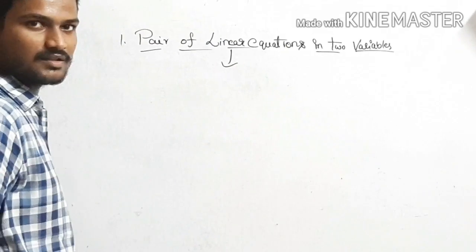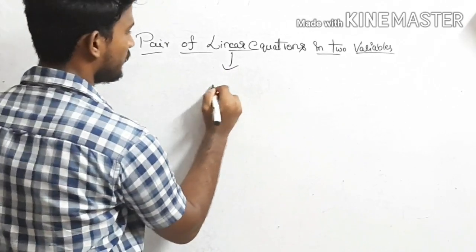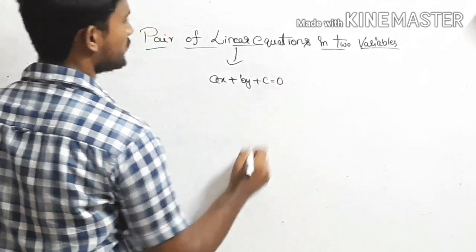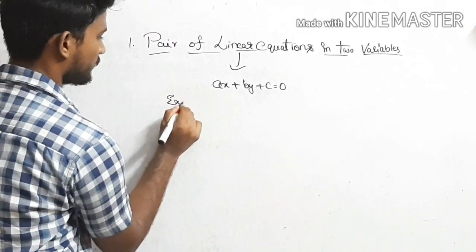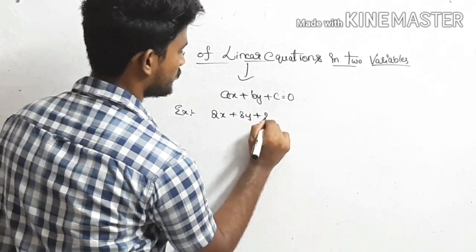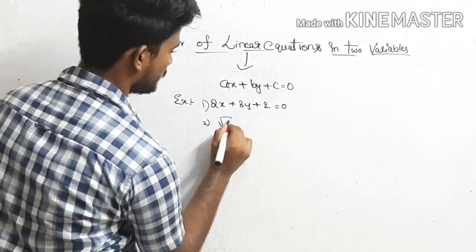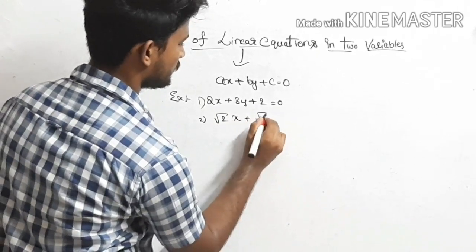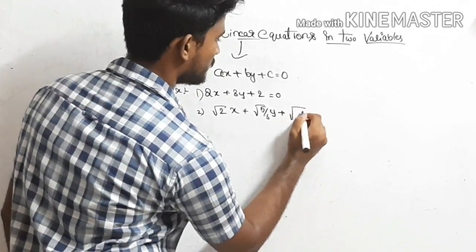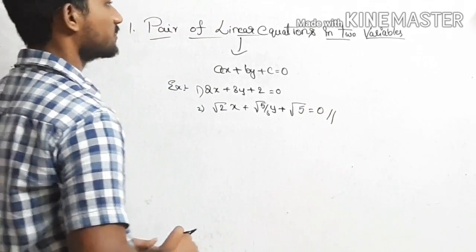Generally, a linear equation is an equation that has only degree one, in the form of ax plus by plus c equals 0. For example, you can take 2x plus 3y plus 2 equals 0, and also root 2x plus root 5 by 3y plus root 5 equals 0, like this.